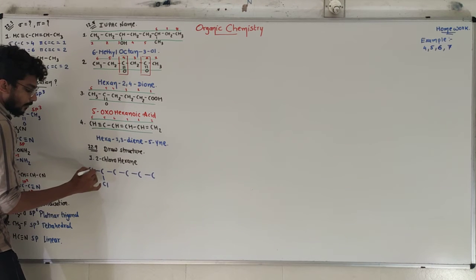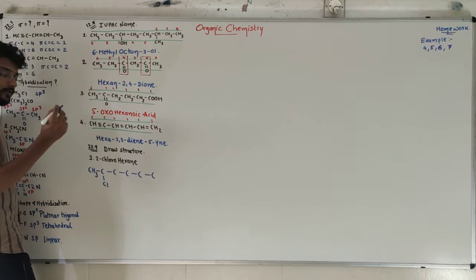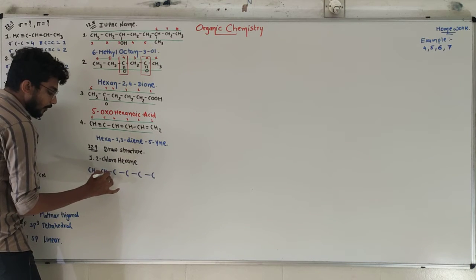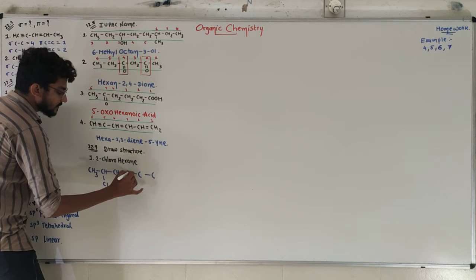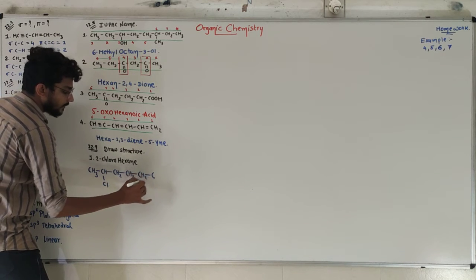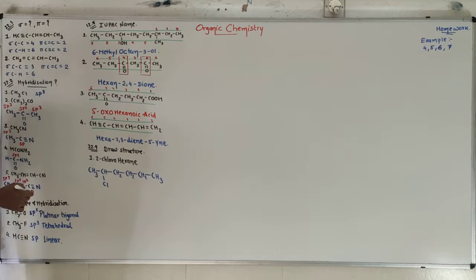This carbon has one bond, so three bonds to the hydrogen. These carbons have formed three bonds, that's why one bond to the hydrogen. Two bonds are formed, that's why two bonds to hydrogen. Same goes over here and here. This carbon has only one bond, that's why three bonds with the hydrogen. That will be our compound 2-chlorohexane.